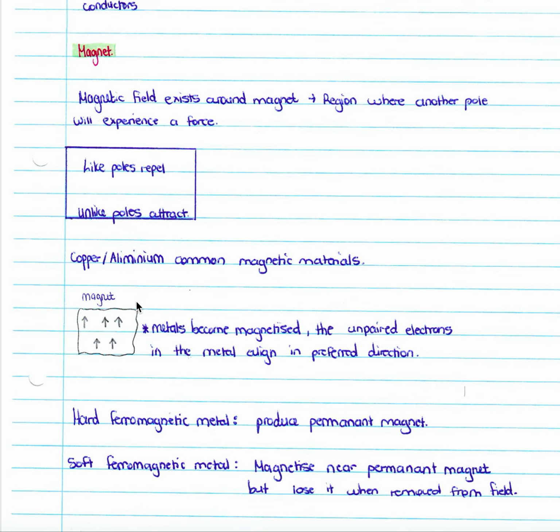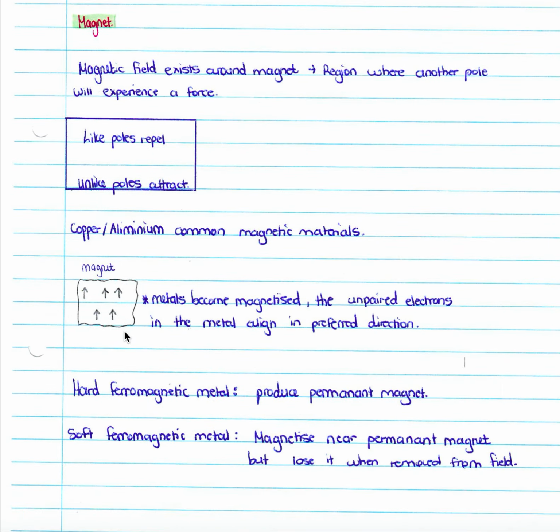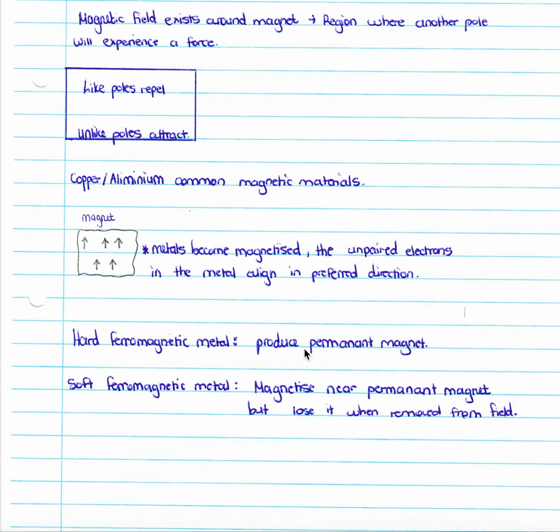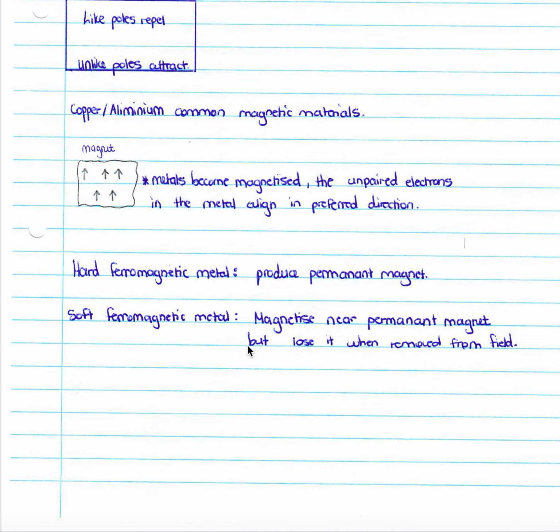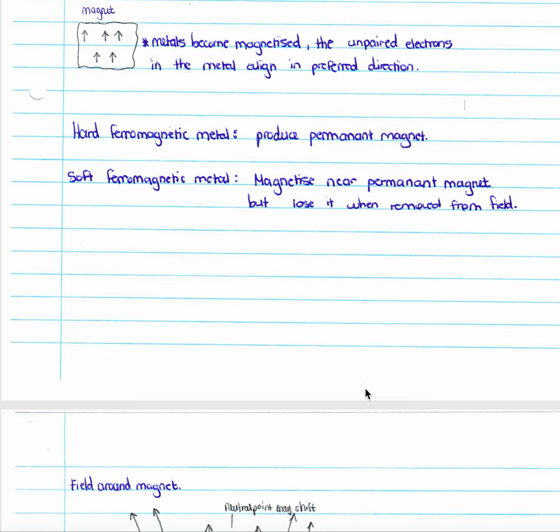If we look at how these magnetic materials work, your metals become magnetized. The unpaired electrons in the metal align in their preferred direction, leading to a north pole and a south pole, and therefore a magnetic field. A hard ferromagnetic metal is one which produces a permanent magnet, and a soft ferromagnetic metal is a metal that will magnetize near a permanent magnet but lose it when it is removed from the field that surrounds the permanent magnet, or the hard ferromagnetic metal.